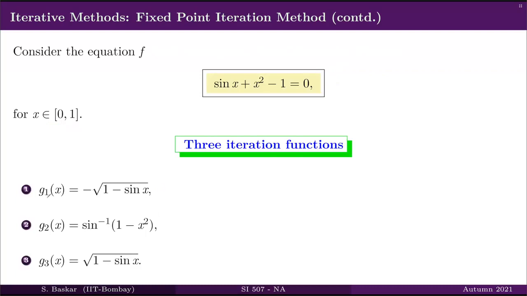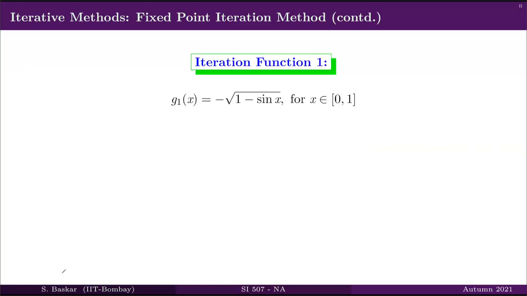There are at least 3 ways that we can consider our iterative function. Say, for instance, we can take our iterative function as minus root 1 minus sin x. Let me call it as g1. And we can also take our iterative function as sine inverse of 1 minus x square, which we will call as g2. And finally, we can also take our iterative function as root 1 minus sin x, which I will call as g3. And we will see which of these three will work well for us? Well, we know how to choose our correct iterative function.